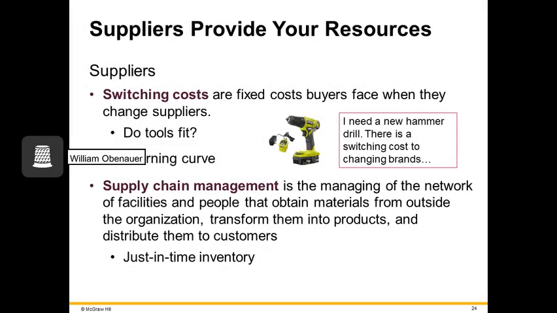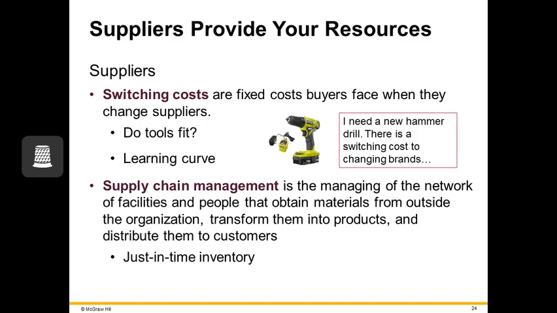One way that suppliers can be at a competitive advantage is if there are switching costs associated with their products. So, what is a switching cost? What a switching cost means basically is if I want to change vendors or I want to change suppliers, there's some type of expense that I'm going to incur.